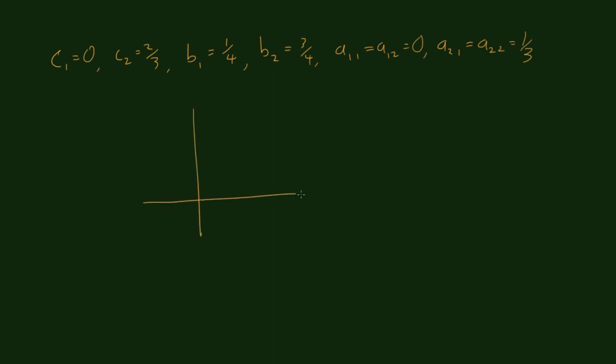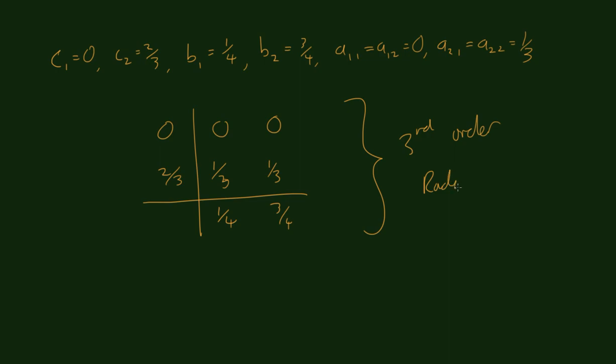So if we put that in our Butcher tableau, we've got our B values, we've got our C values, and we have our A values. So this is the third order Radau type 1A method.